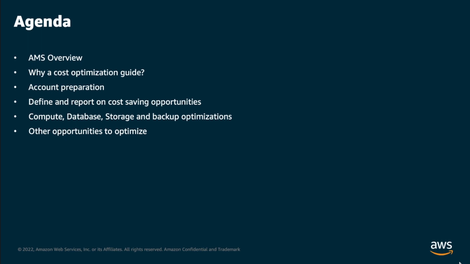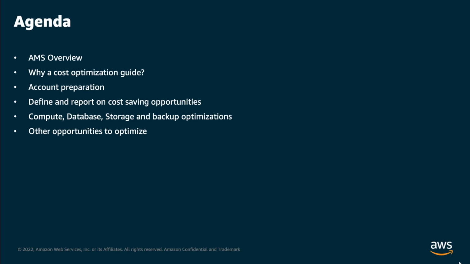Then we'll start with an overview of what AMS, AWS Managed Services, does, so you understand. After that, I'm going to talk about some of the things we do for customers, customizations and automations we build to help them with cost optimization. Then I will talk about why we have created this cost optimization guide.